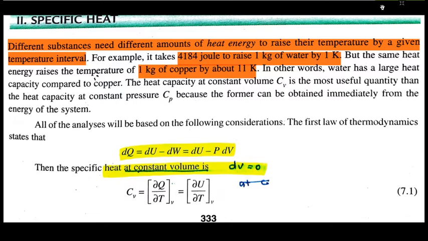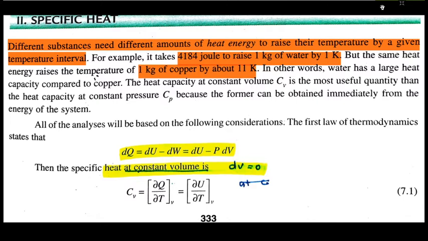So specific heat we have already learned in 9th grade, 10th grade or maybe 11th grade: it is the required heat to raise the temperature of 1 kg of material by 1 centigrade. Some books also refer to 1 kg of material by 1 Kelvin. Temperature could be recorded in either Kelvin or centigrade, it's not an issue.